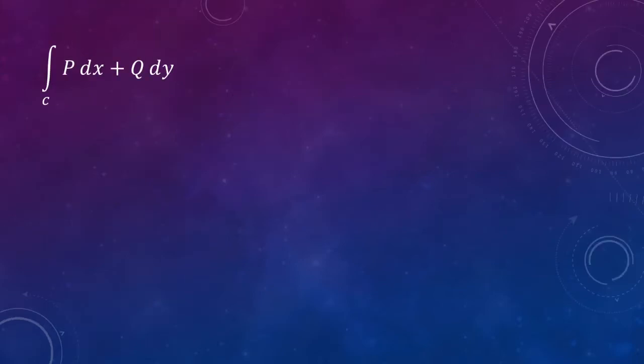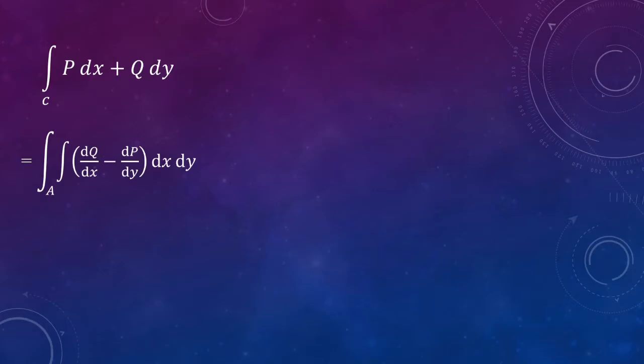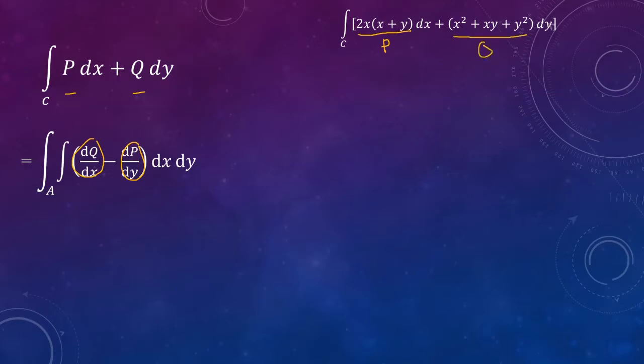According to the Green's theorem, the integral over C of P dx plus Q dy is actually the double integral of dQ over dx minus dP over dy dx dy. So in this type of equation, we need to figure out our P and Q first. Later, we need to find the derivatives dQ over dx and dP over dy. We need to find our P and Q based on the question. So here is the question. We know that this is our P dx, and this is our Q dy.